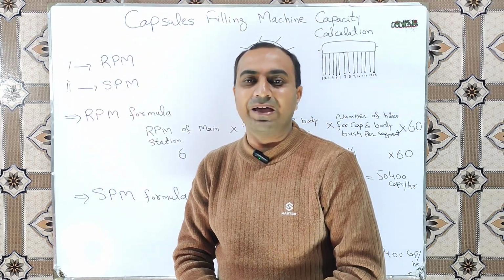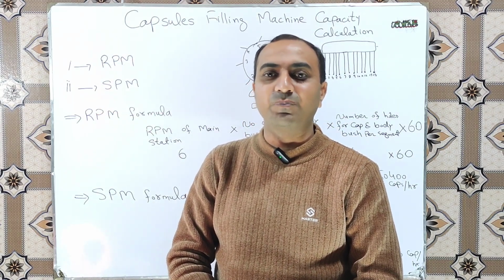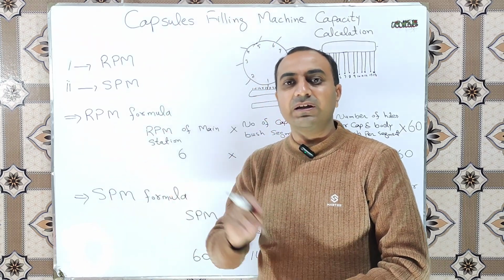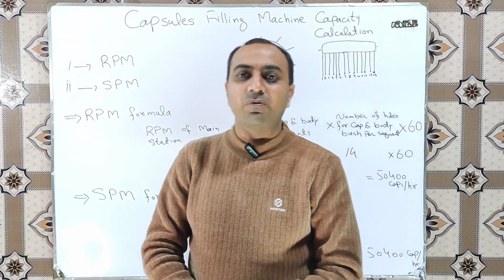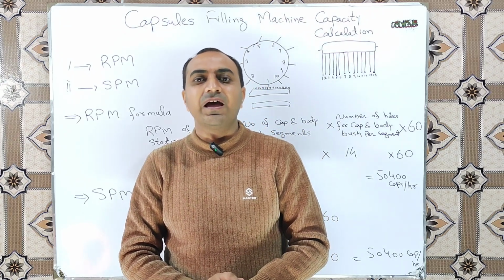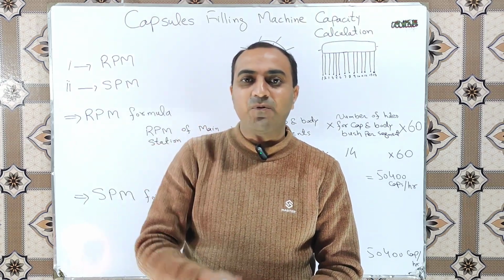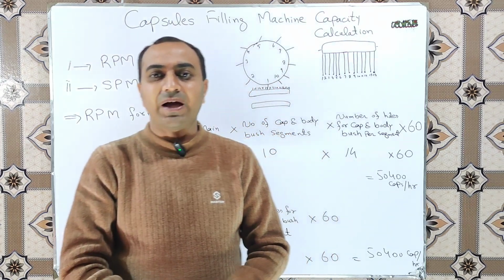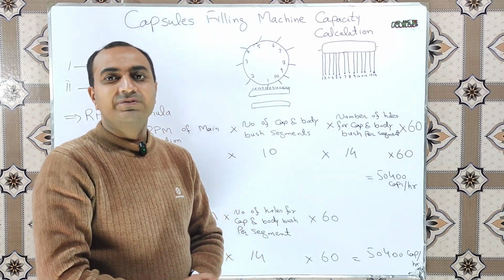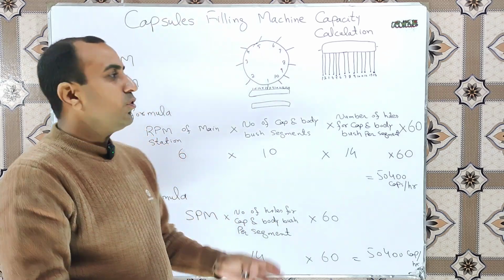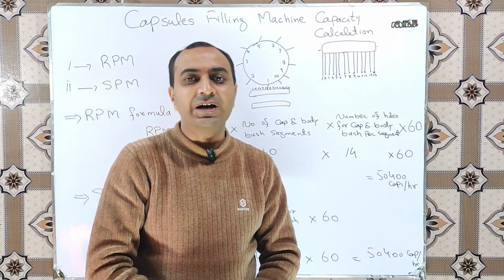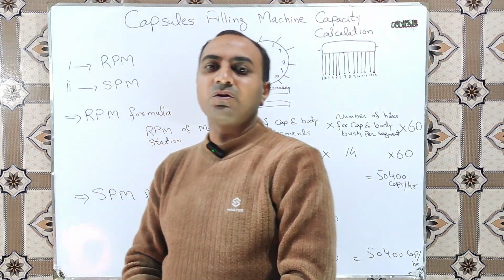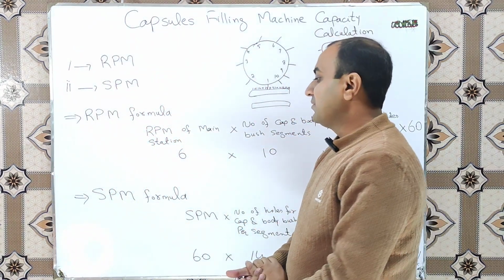Now we will calculate the capacity of capsule filling machine by using the SPM formula. What is the SPM? SPM is the stroke per minute. What is the stroke in capsule filling machine? When we are using tamping pins for powders or granules filling, our tamping pins move upward and downward, and this upward and downward movement is known as stroke. So in the stroke formula we must be familiar with the stroke per minute of our tamping pin station.